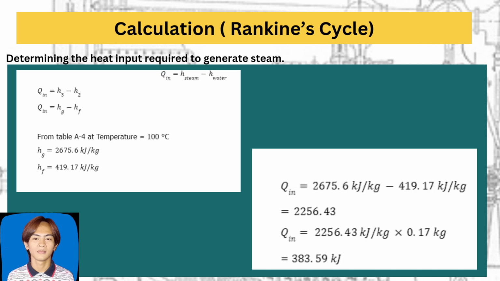Next, let's move on to the calculation for question 1, which is to determine the heat input required to generate steam. For this calculation, we use the formula Q in equal to enthalpy of steam minus enthalpy of water. Q in equal to H3 minus H2, where the state of water in H3 is gas and the state of water in H2 is fluid.